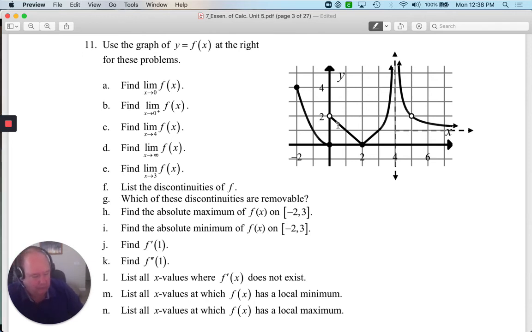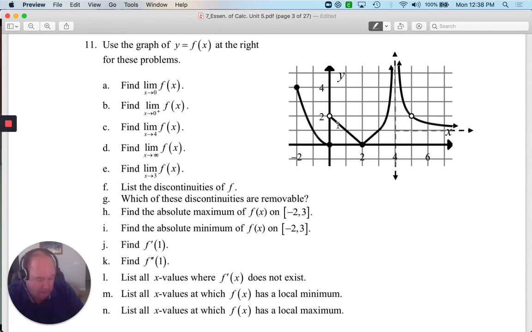L, yes, I'm going to show you my page in a moment. L, where are all the x values where the derivative doesn't exist? So the derivative doesn't exist where there's a discontinuity or a sharp turn or corner. So at 0, it does not exist.